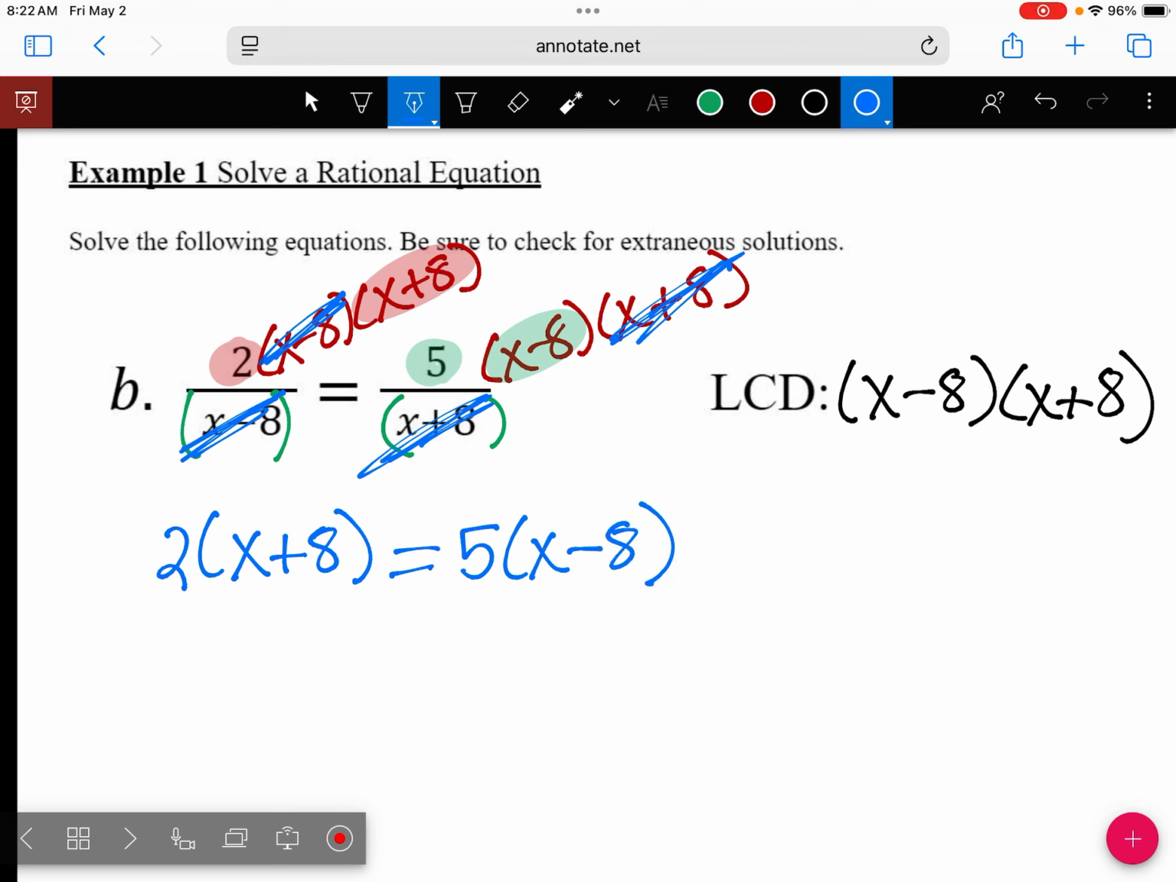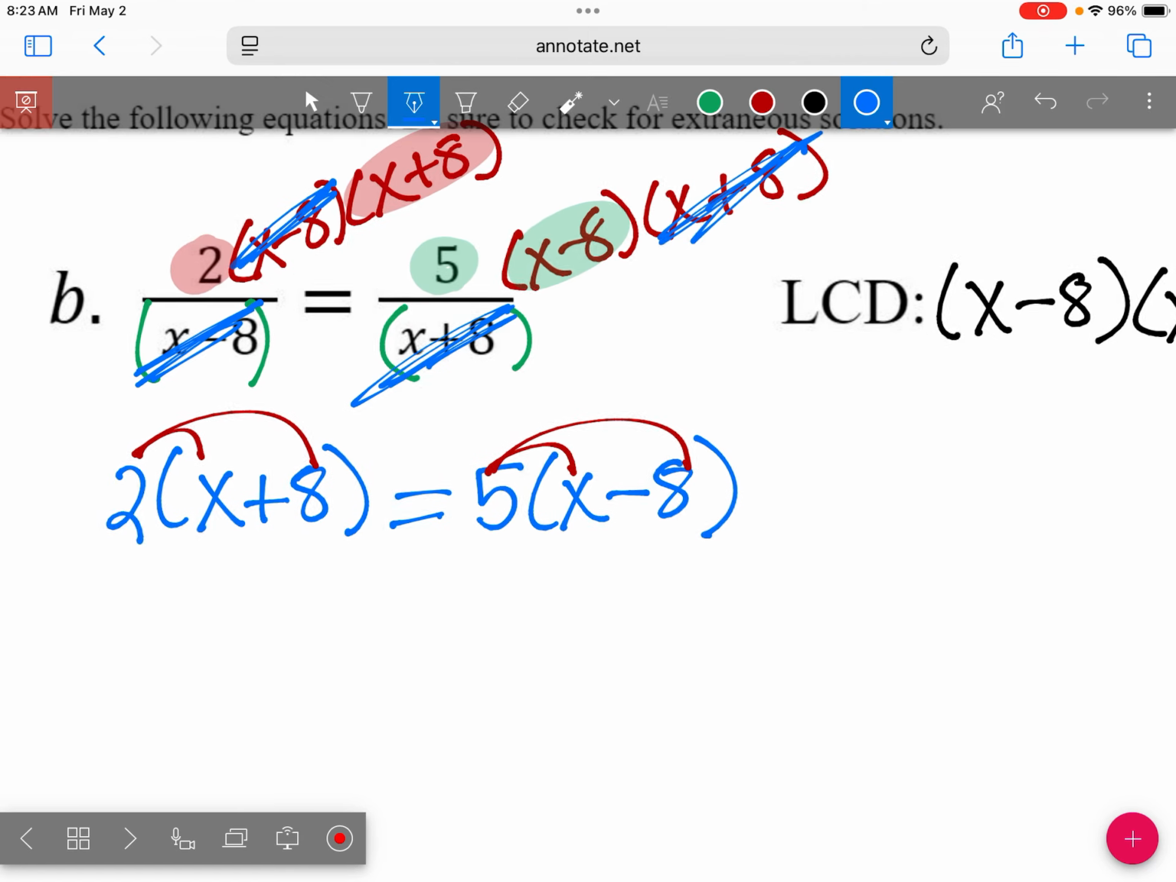All right, let's go ahead and simplify it. So you're going to distribute 2, and you're going to distribute 5. When you distribute 2, that gives you 2x plus 16. And when I distribute the 5, I have 5x minus 40.